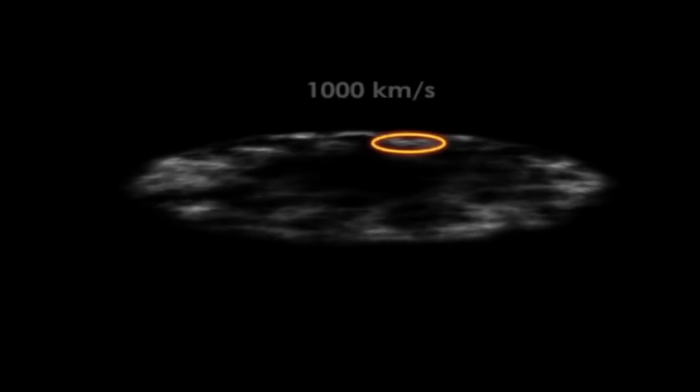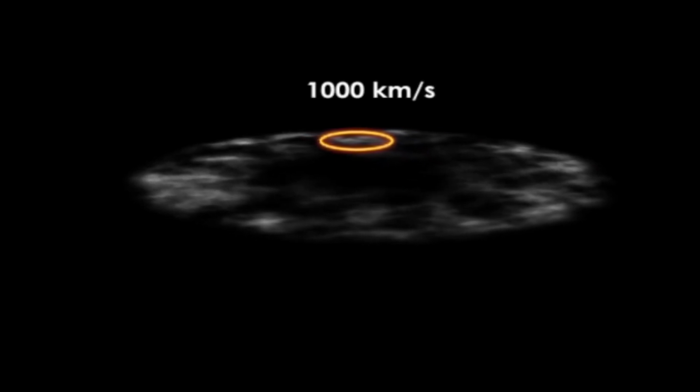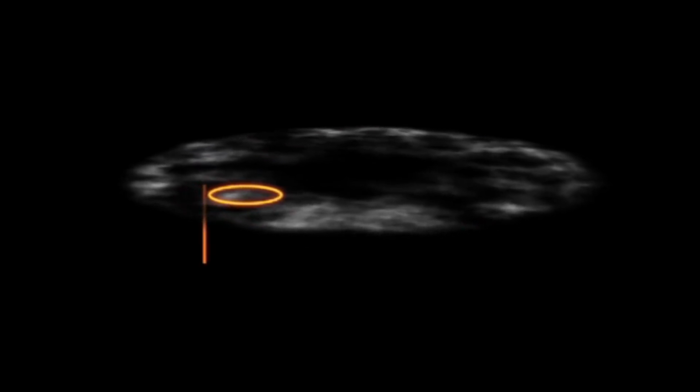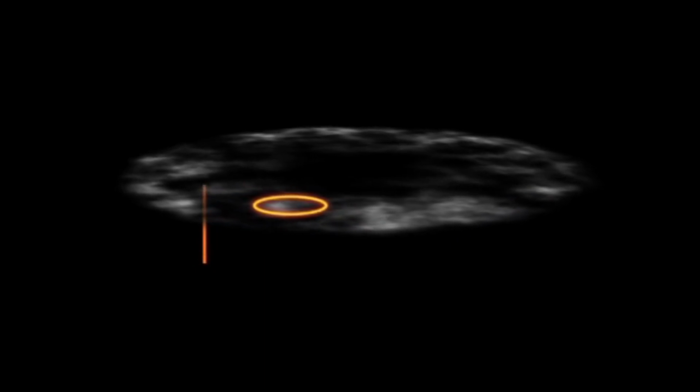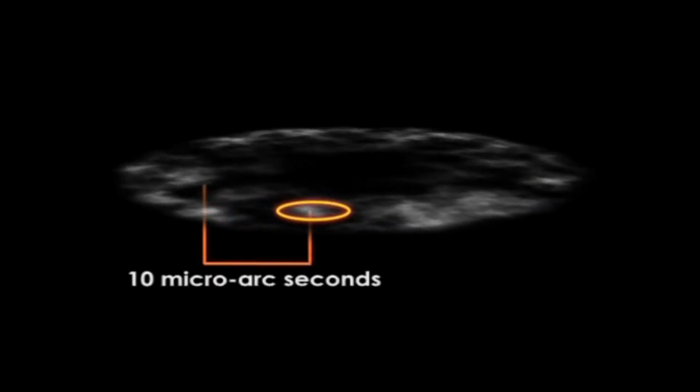Imagine we have a blobby ring of gas moving rapidly in a circular orbit. First, we measure the speed of a blob here and find it to be, let's say, 1,000 kilometers per second. Next, we follow the position of another blob in the ring here for a year and notice it moves by, say, 10 micro arc seconds across the sky, 10 millionths of an arc second.